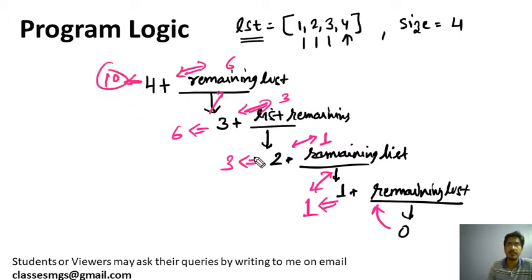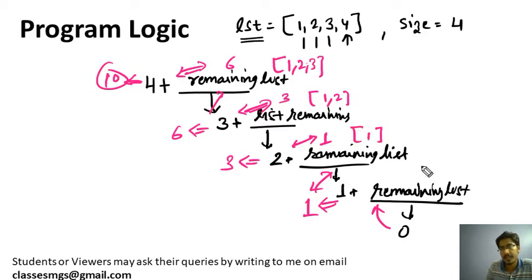So this is how we will write the sum function. Remaining list is what? 1 2 3 here, then we will have 1 2 here, then we will have 1 here, then we will have an empty list. If the list is empty, then our function should return 0, and then we will keep on returning the sum of the elements, and this is how this recursive problem will be solved.